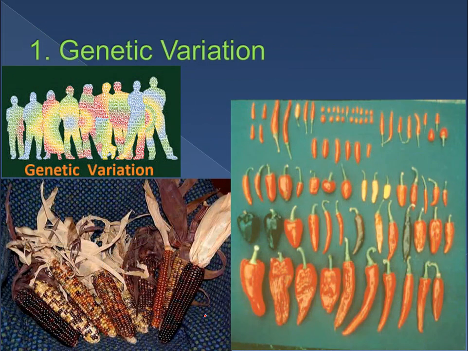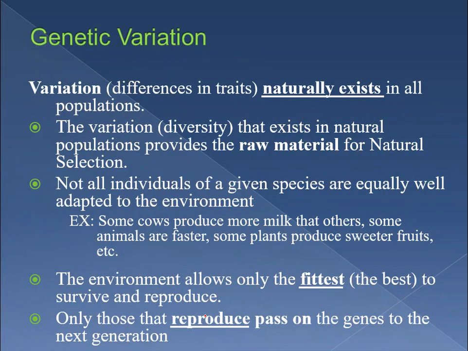The first is genetic variation. So variation is a difference in traits, and it naturally exists in all populations. I mean, think about it. What are the chances of every living thing being identical to each other genetically, all the billions and billions of base pairs, even if we're just looking within humans? The answer is basically zero unless you have an identical twin. And even if you have an identical twin, you accumulate mutations differently across your individual lives.